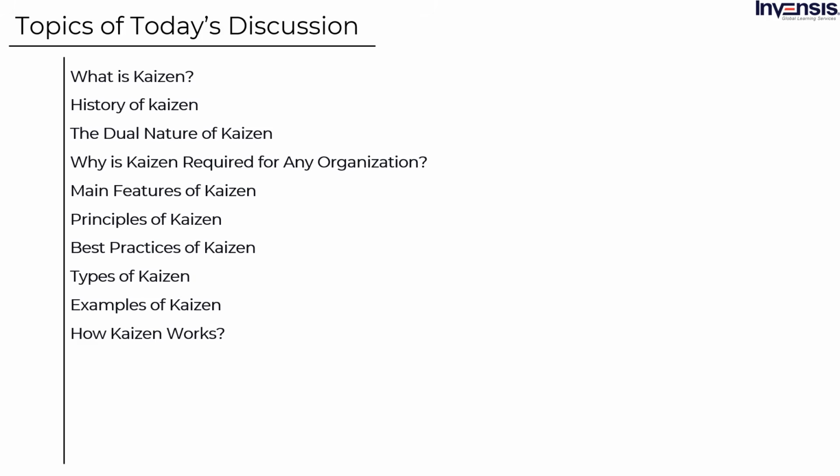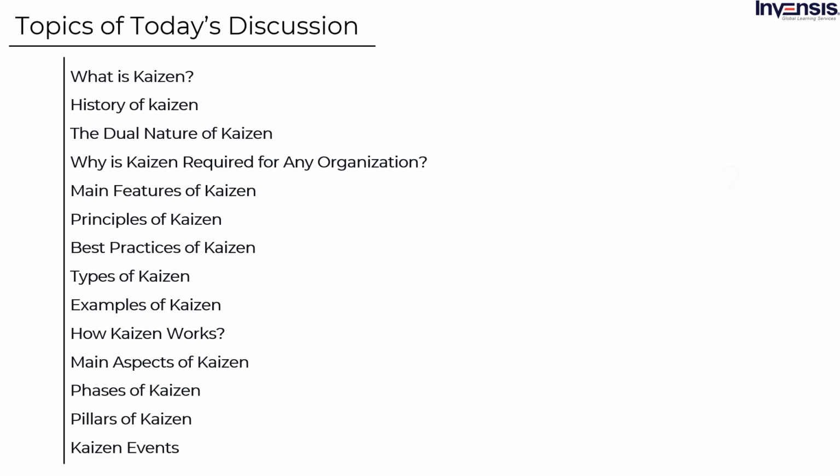Then, we shall discuss how Kaizen works, and continue to understand the main aspects of Kaizen. Then, we shall discuss the 7 phases of Kaizen. Moving on, we can see various pillars of Kaizen, and end the session by knowing about Kaizen events. So, let's start with the topic.